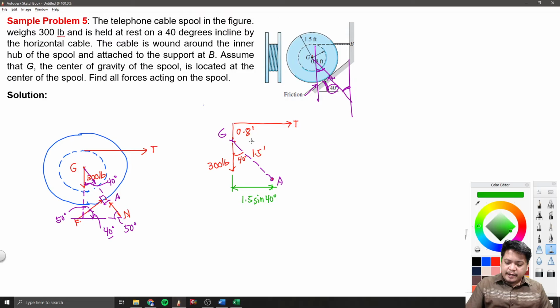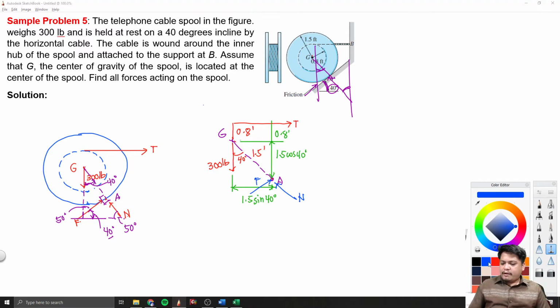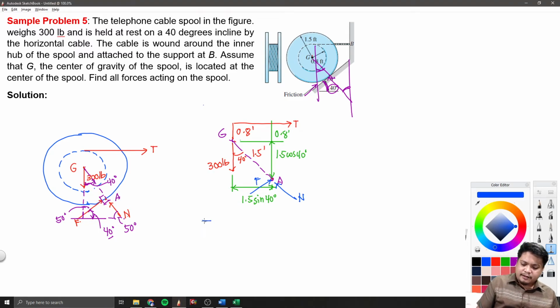And then, how about this distance? Kasi kailangan makuha natin to. Okay? So, ito naman is 1.5 cosine of 40 degrees. And this is around 0.8. Okay? Pero dito, meron pa rin akong force dito, no? So, you have there the normal. And then you have here the friction. Okay? However, pwede na akong mag-moment at A.